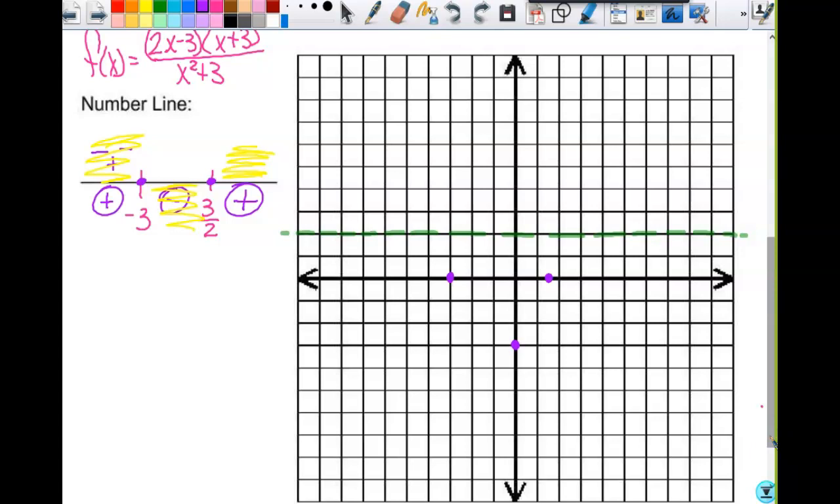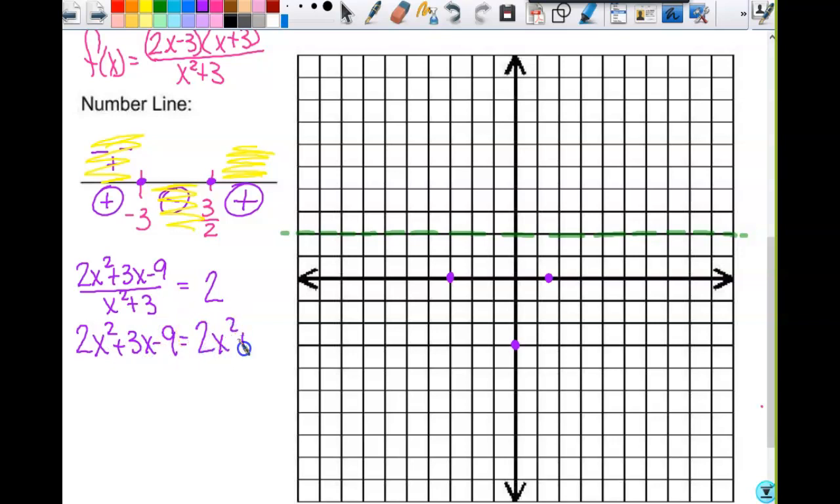So I'm going to take my unfactored function, where this came from, which was 2x squared plus 3x minus 9 over x squared plus 3. And we are going to set it equal to the asymptote, which happens to be 2, so that we can see when they have the same value. So I'm going to multiply both sides by the denominator. So I'm going to rewrite the left-hand side. When I multiply this, I'm going to distribute that 2, so I get 2x squared plus 6.